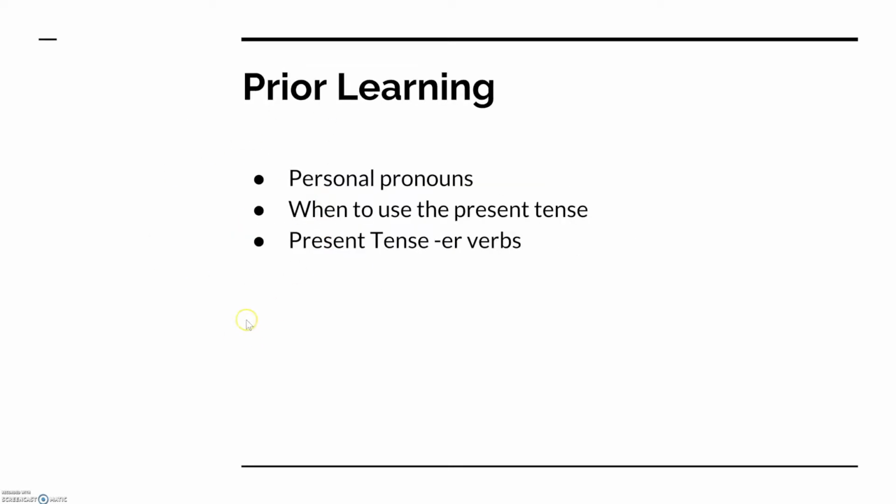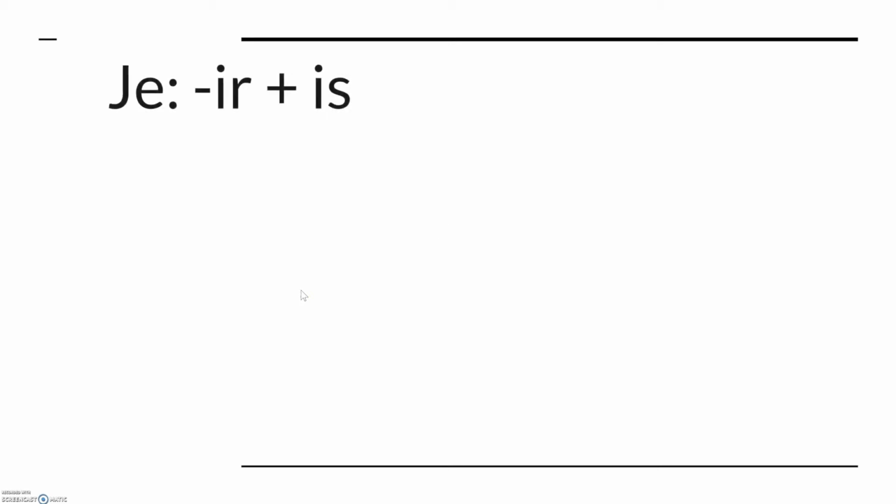Before this, I expect you to know the personal pronouns like je is I and tu is you, and when to use the present tense. There are 2 ways the French use the present tense, and how to conjugate ER verbs in the present tense as well. If you haven't learned any of this, I highly recommend that you pause this video, go watch the relevant video to the bullet point you don't think you know, and then come back once you're comfortable with those concepts. So now, let's get started.